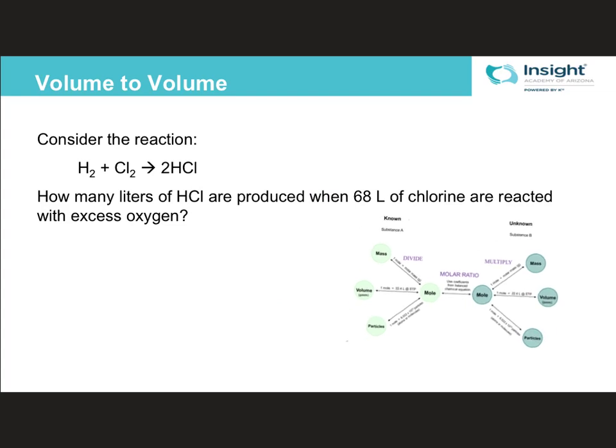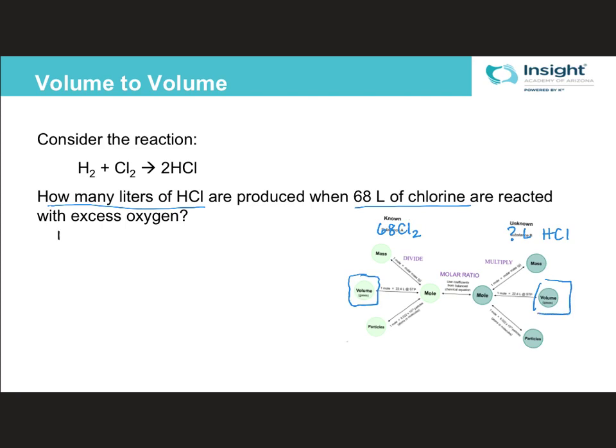What is our known substance? All right, so this question says how many liters of HCl? We don't know that, that's what we have to ask, when there's 68 liters of chlorine. So our known substance is the 68 liters of chlorine. Our unknown substance is some liters of hydrochloric acid. Since we're in liters, we're starting from volume and we're going to volume.